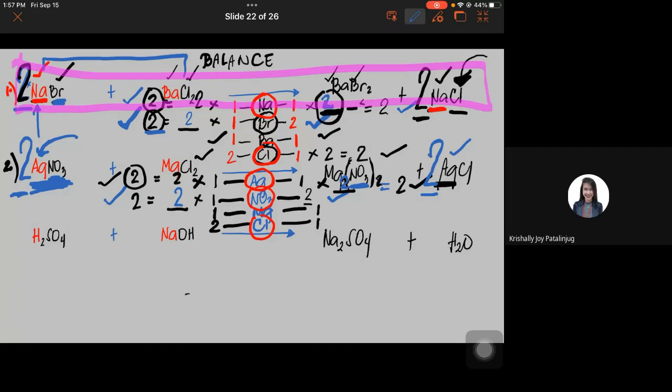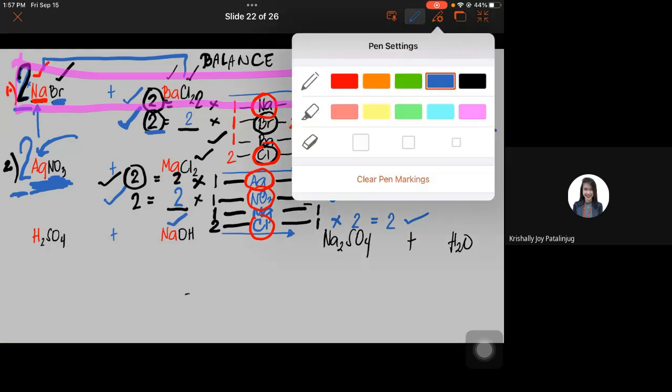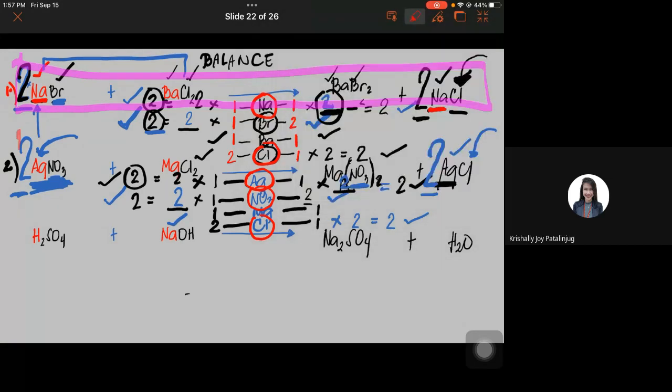Class, after you write coefficient 2 before the chemical formula silver chloride, you affected the number of chlorine atoms on the product side. So here's chlorine. You multiply by a coefficient also of 2, equal now to 2 at both sides. Question, is the equation balanced this time? Yes or no? Okay, it is now balanced. This is the balanced chemical equation.